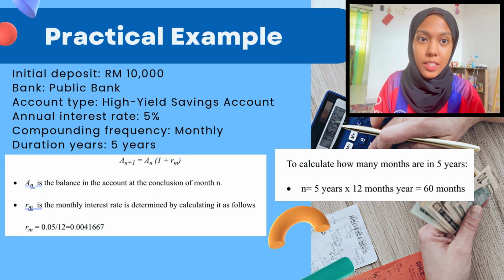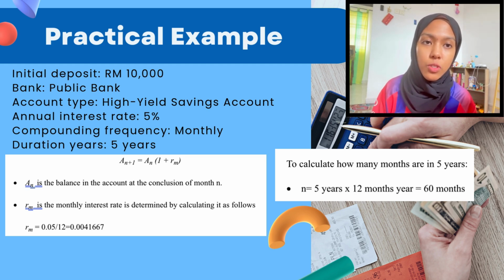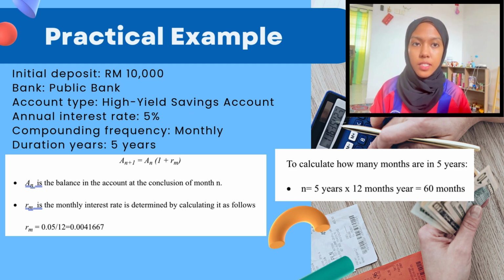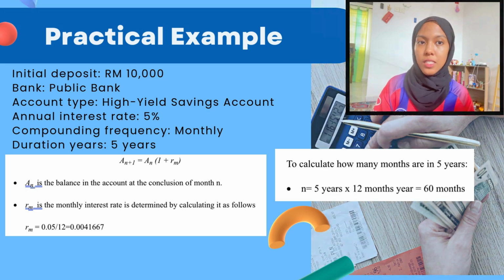Let's see a practical example. Let's say we have a Malaysian student named Haikal who put an initial deposit of 10,000 ringgit in a public bank with account type high yield savings account. The annual interest rate is 5% with compounding frequency monthly, and the investment duration is 5 years. Let's see how much money Haikal will get at the end of 5 years.